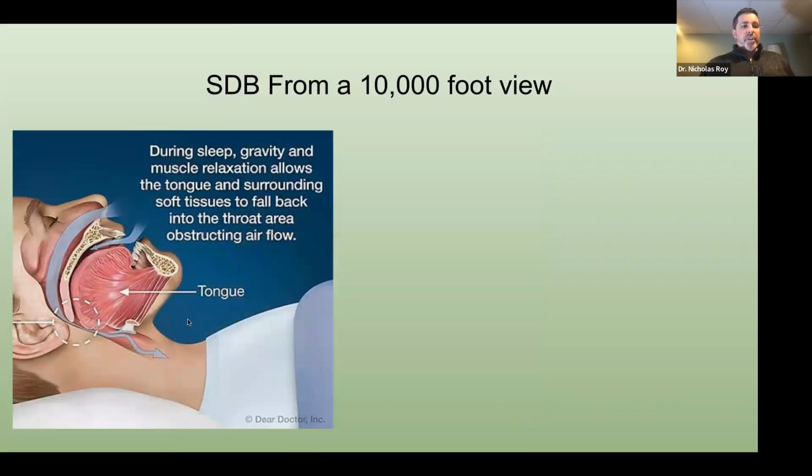This is a diagram showing that the patient's asleep and the tongue is falling backwards into the oropharynx, thereby causing restriction of airflow. And as you can see, the line starts to get squiggly. This is obstructive sleep apnea and snoring.